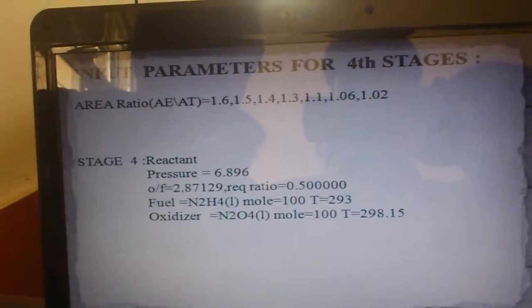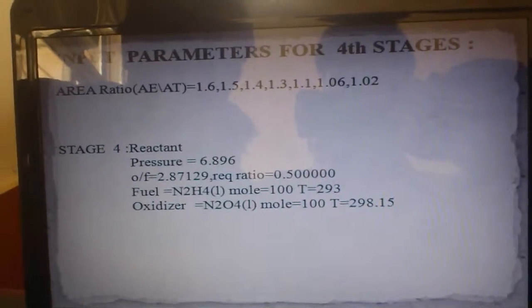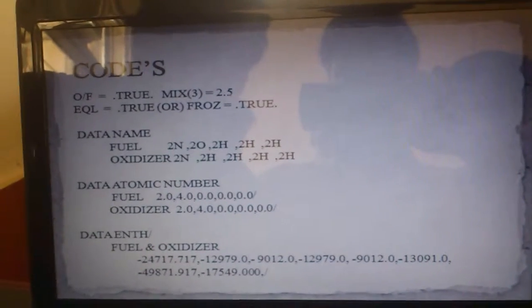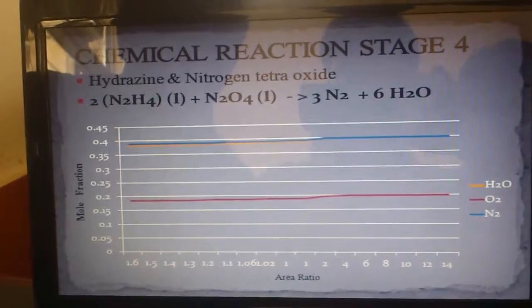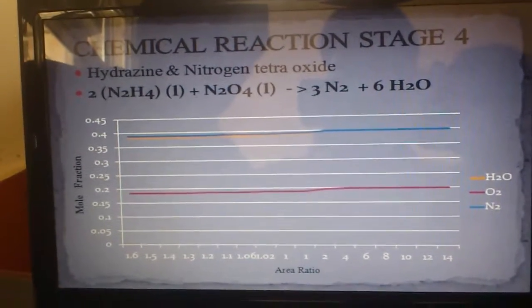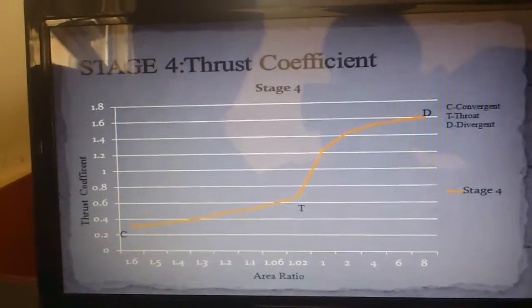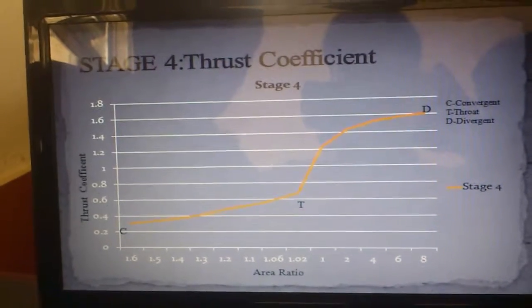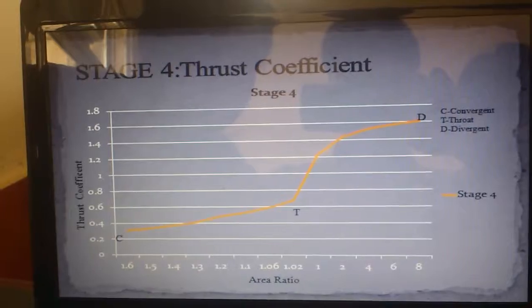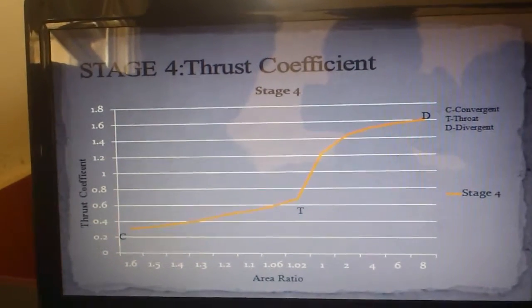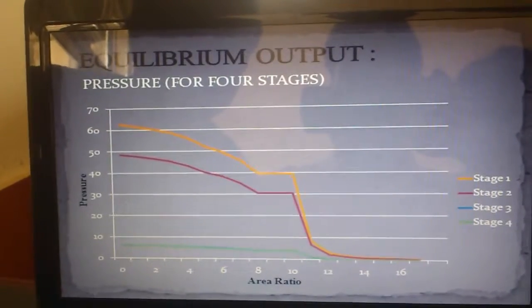And this is the input parameter for the fourth stage, and these are the codes we took for the fourth stage. And this is the chemical reaction for the fourth stage. The graph is plotted between the area ratio and mole fraction. And this is the thrust coefficient for the fourth stage, and the graph is plotted between area ratio and thrust coefficient, and C is convergent, T is throat, and D is divergent.